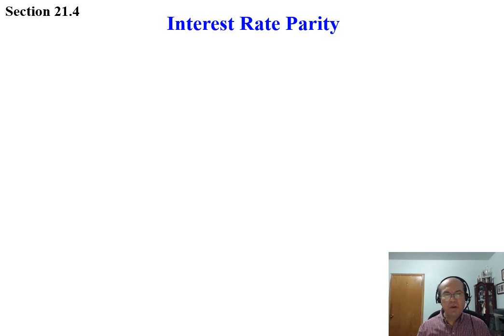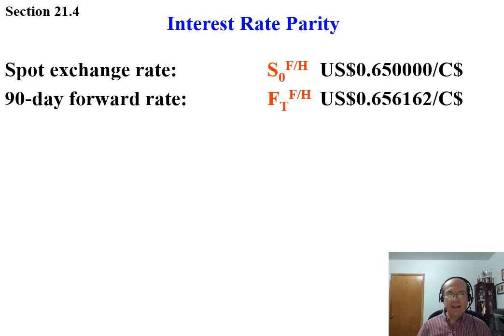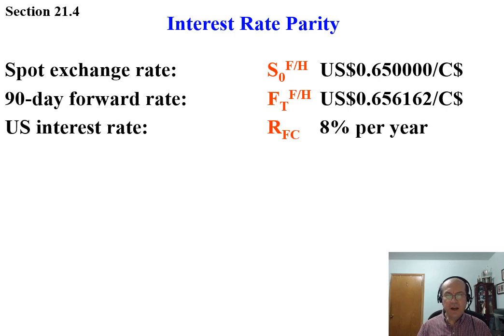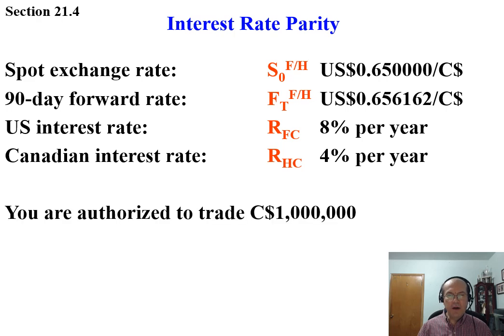Suppose we observe the following rates. Spot exchange rate between US and Canadian dollar, 90-day forward rate between US and Canadian dollar. And recall that forward rate is the rate for exchange currencies at some time in the future. In this particular case, 90 days from today. US interest rate 8% per year and Canadian interest rate 4% per year. Suppose you are authorized to trade 1 million Canadian dollars.